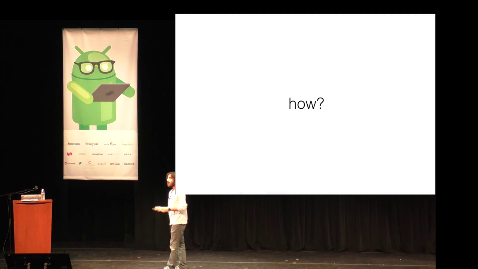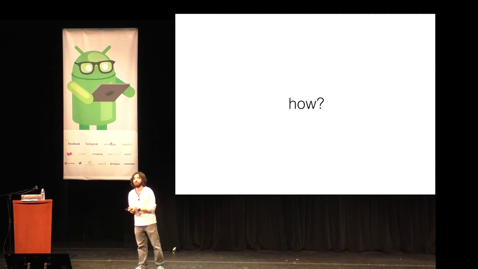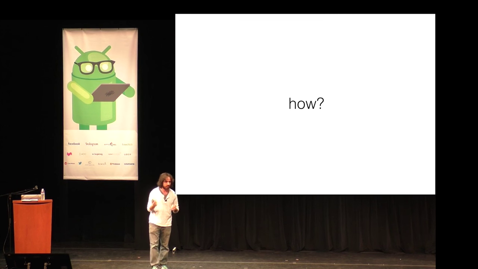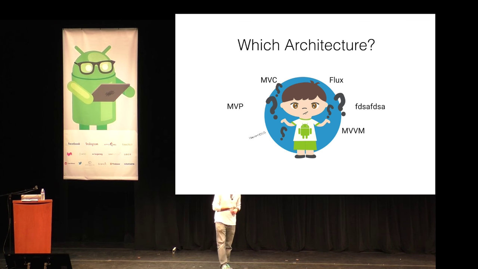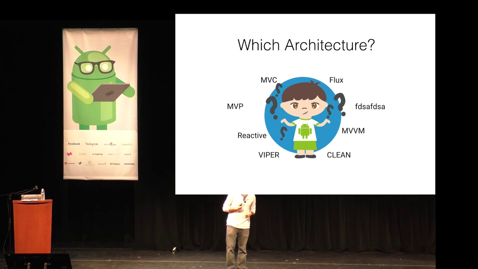So I hope you're a little bit convinced, okay, I should consider writing my application to work offline. Then the first question is, okay, how do we do this? Obviously, we need to start by selecting an architecture, right? There are plenty of talks. Even in this conference, I guess there are 5 architecture talks because it's an important thing. There are so many architectures to choose from.